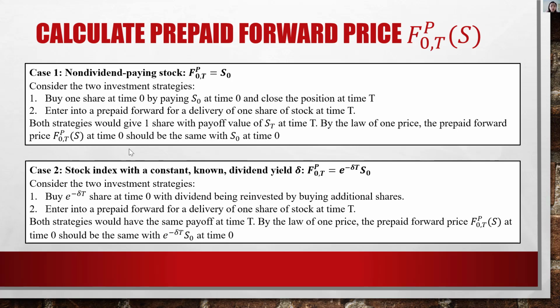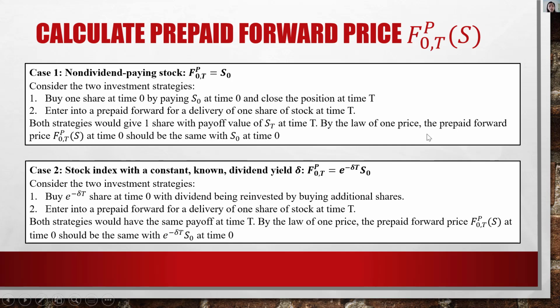And the second strategy is we enter into a prepaid forward for delivery of one share of stock at time T. So here we see that both strategies would give one share with payoff value of ST at time T. And by the law of one price, the prepaid forward price at time 0 should be the same as S0 at time 0. That means F0T prepaid of S should be equal to S0 by the law of one price.